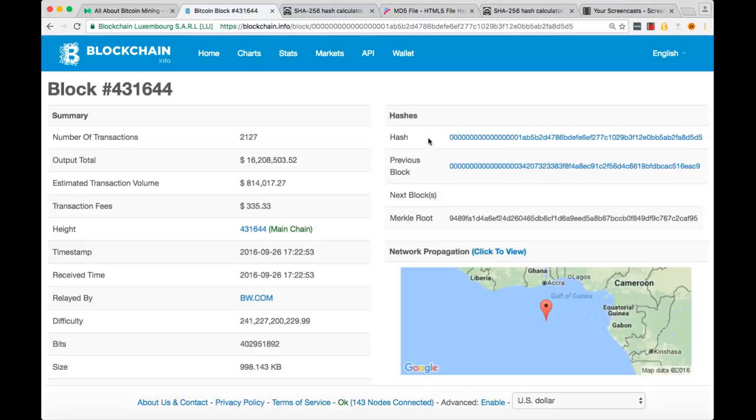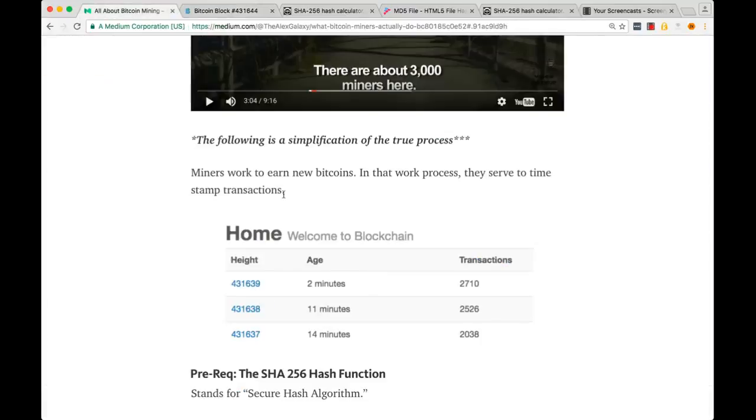We also see the hash of this block, the hash of the previous block, and the Merkle root of the block. And notice how the hash of the blocks has, I think there's 16 or 17 zeros there. So that's going to be important later on. We're going to come back to why that's important. Basically, miners are racing to get the hash of a block that begins with so many zeros, and it only happens statistically once every 10 minutes.